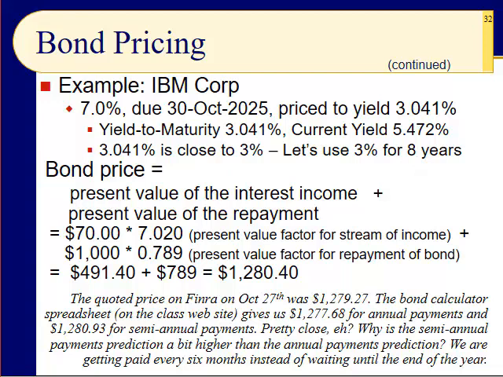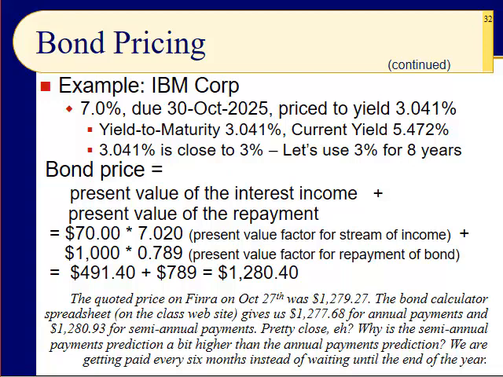So the formula is exact same formula as we used when we did with stocks, but instead of using the dividend income, we use the interest income. And instead of using the value of the stock at the end of the year that we expected it to be, we're going to use the $1,000 that we get back, the repayment of the principal. And so we're going to use $70 every year, because that's what we're going to get from this bond. Remember, we're going to get $35 twice a year, so it's actually a little different. And then we multiply it by this present value factor.